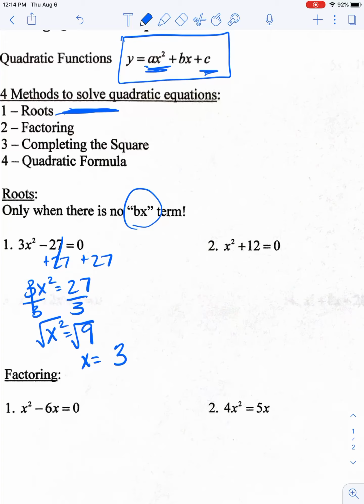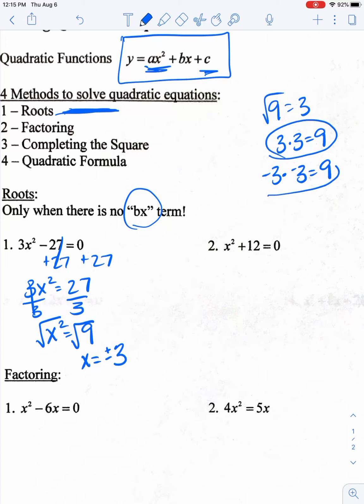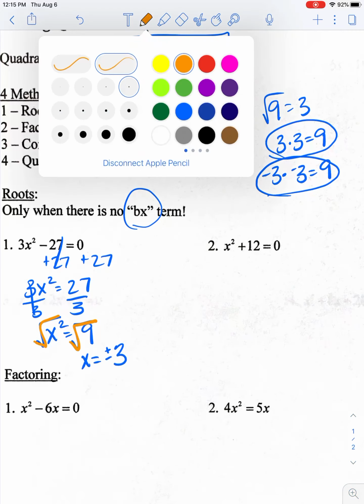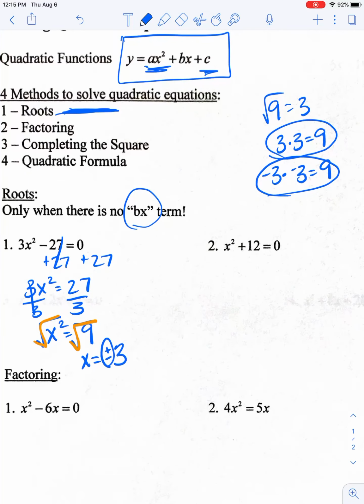However, technically, the square root of 9 has two different answers. The square root of 9 is 3 because 3 times 3 gives you 9. But there's another pair of numbers that when you multiply them together also gives you 9. Negative 3 times negative 3 gives you 9. So technically the square root of 9 could be a positive 3 or it could be a negative 3. So every time you root both sides of an equation, you introduce this root into the problem, you are going to have a plus or minus on your answer.